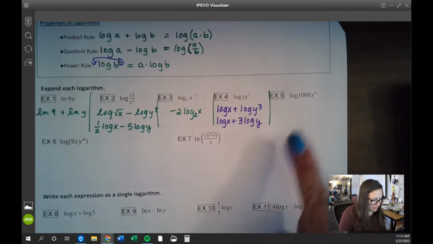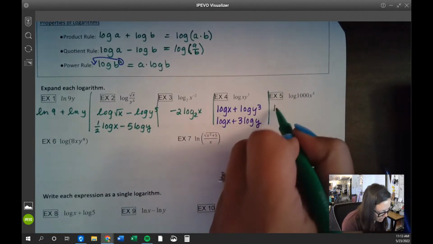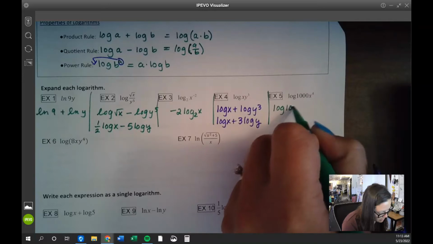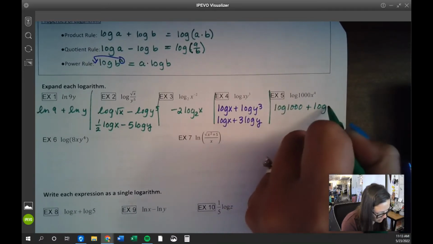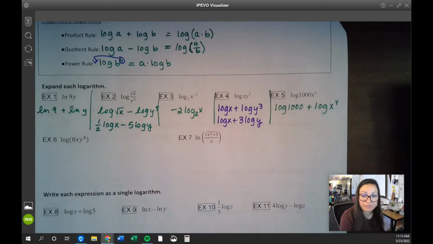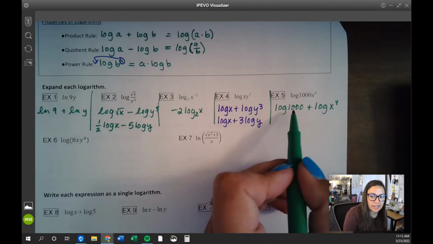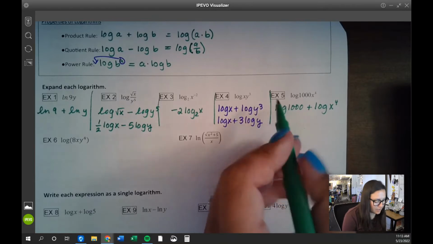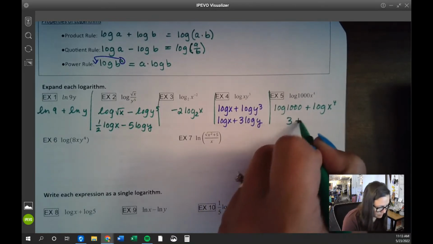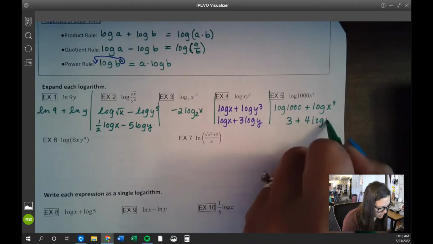Okay, last one here in this row. Again, I have a product. So this is the log of 1,000 plus the log of x to the 4th. And I can keep going. So log of 1,000 is something that I can evaluate. 10 to what power is 1,000? 3. And that, I'm going to bring the 4 down into the front.